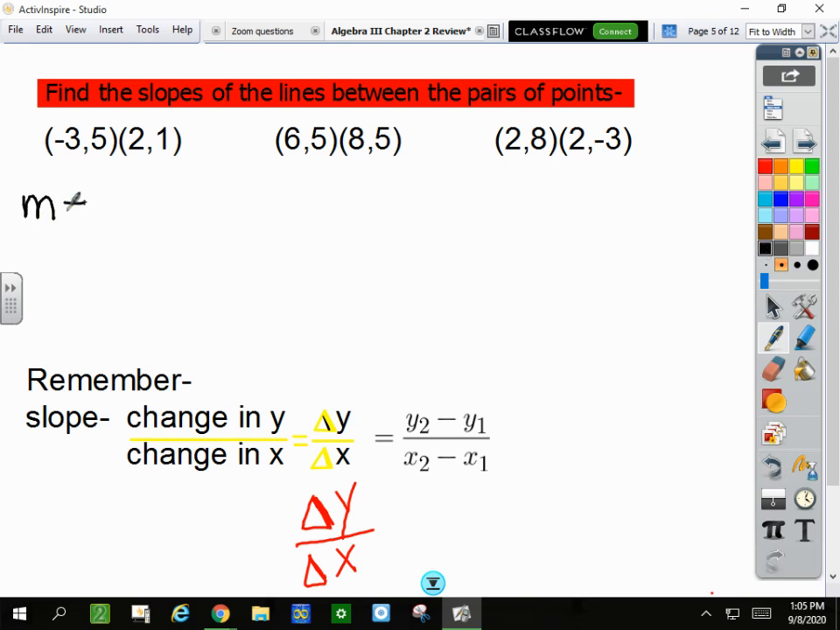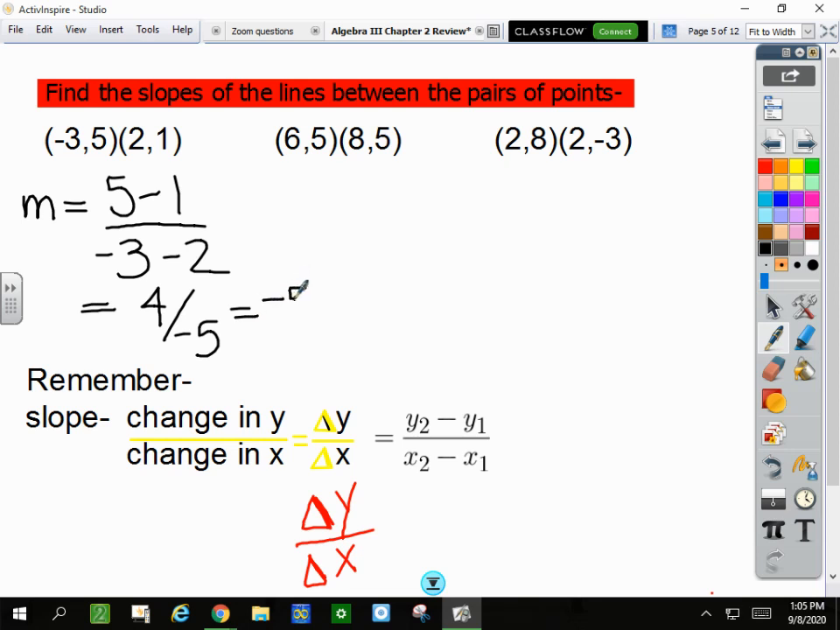So m equals, so take any y. So 5 minus 1, that would be change in y. Since I started with 5, I have to start with the x that comes from that point. I have to start with -3, I can't start with 2. So change in y over change in x. The most common mistake is people putting x on top and y on the bottom. So we have 4 over -5, or even better, move that negative up top since we read top to bottom. -4 fifths.